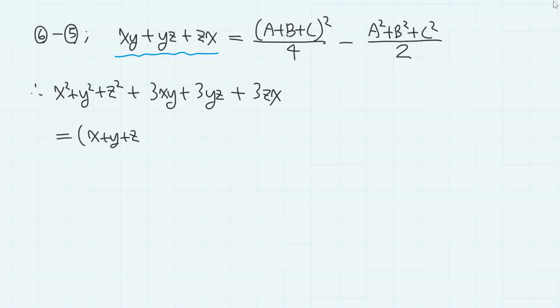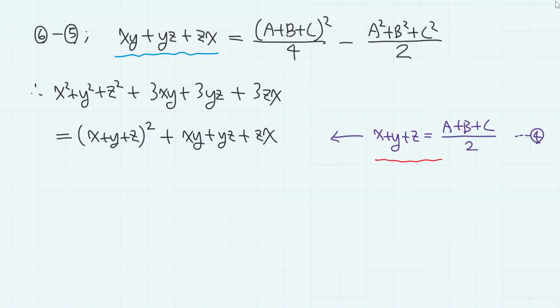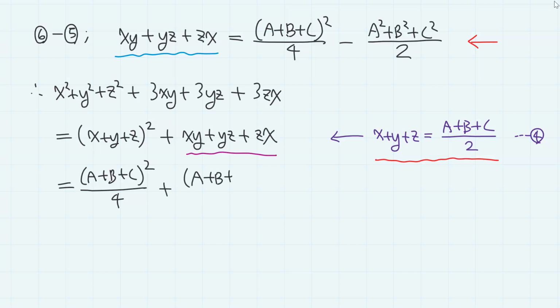First, we write (x plus y plus z) squared at the front. Then we have plus xy plus yz plus zx. So now we use this expression for x plus y plus z and this expression for xy plus yz plus zx. So first, for (x plus y plus z) squared, we have (a plus b plus c) squared divided by 4. And then this part gives an additional (a plus b plus c) squared divided by 4 minus (a squared plus b squared plus c squared) divided by 2.